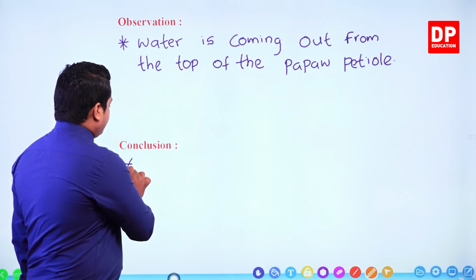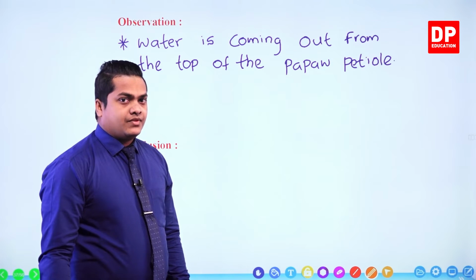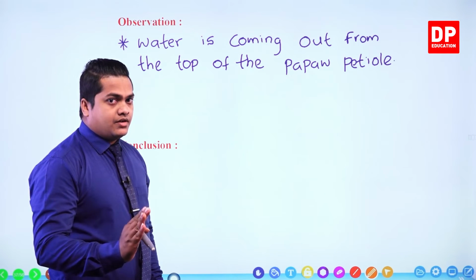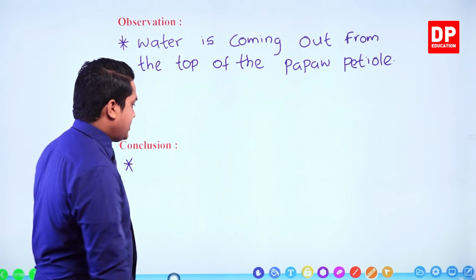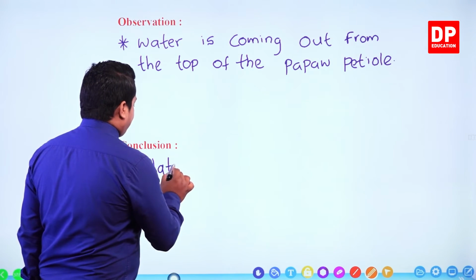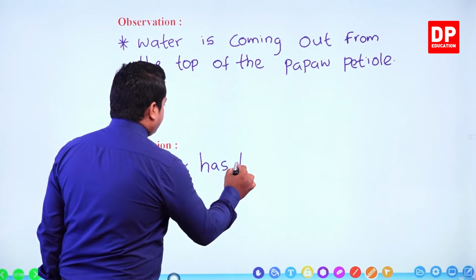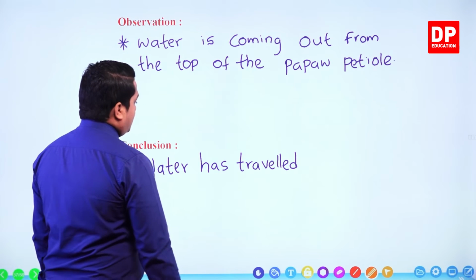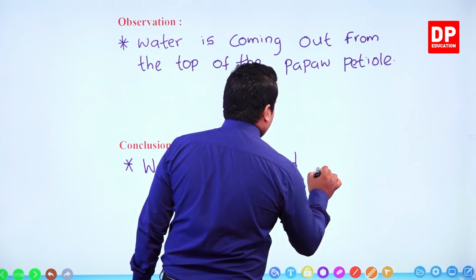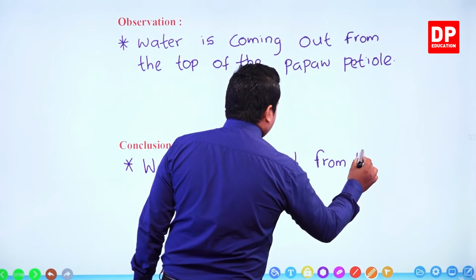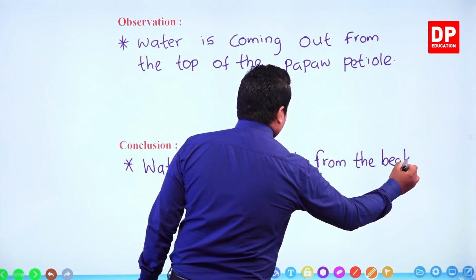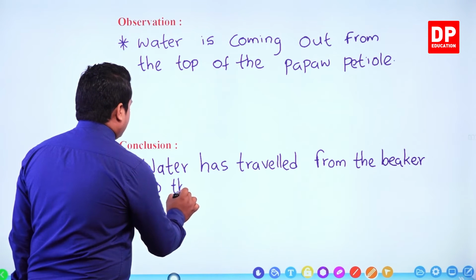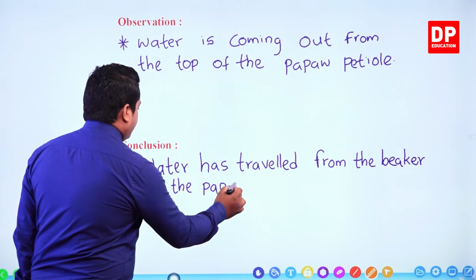So, conclusion. What is our final conclusion from the activity? Our final conclusion from the activity is quite simple. Water has traveled from the beaker towards the papaw petiole, right? So we can write: water has traveled from the beaker to the papaw petiole.